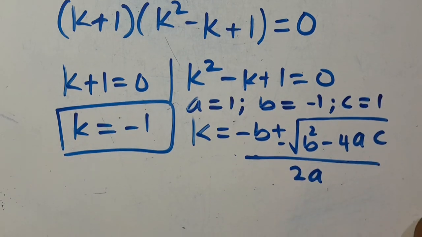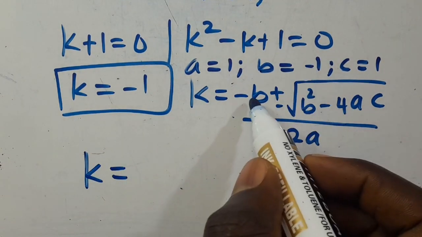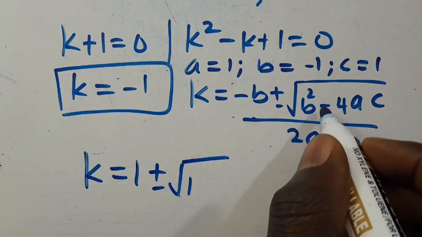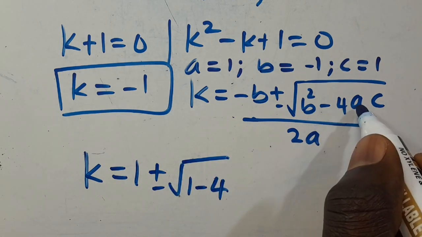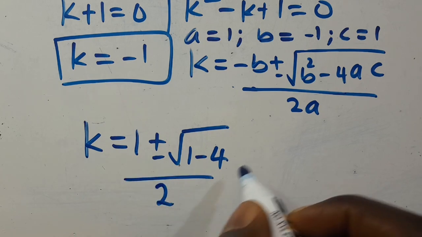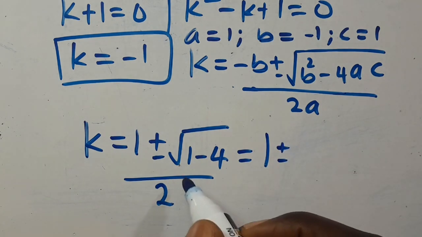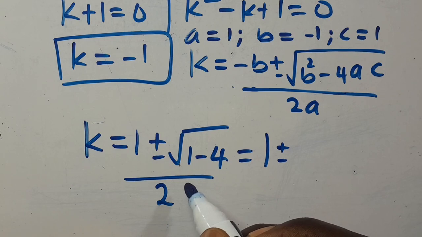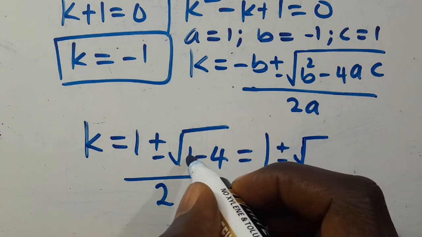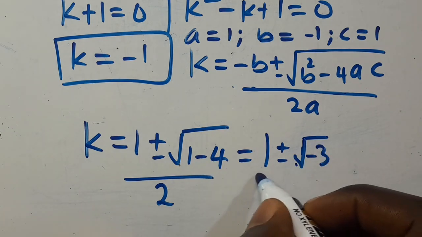When you plug in everything here, we are going to have k equals minus minus 1, which will be 1, positive or negative, square root of 1 minus 4 times a, which is 1, times c, which is also 1, all divided by 2 times 1, which is 2. Here will be 1, positive or negative. Now looking at this expression, we can see we have the square root of 1 minus 4, which equals minus 3, then all divided by 2.